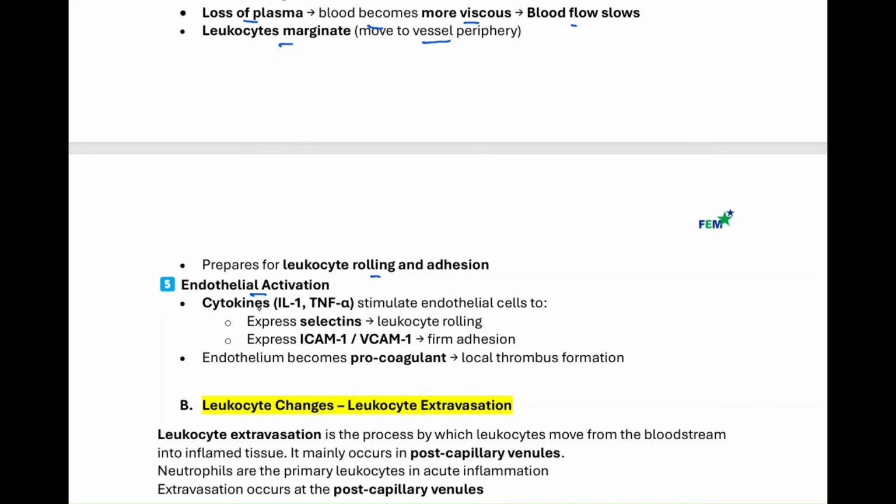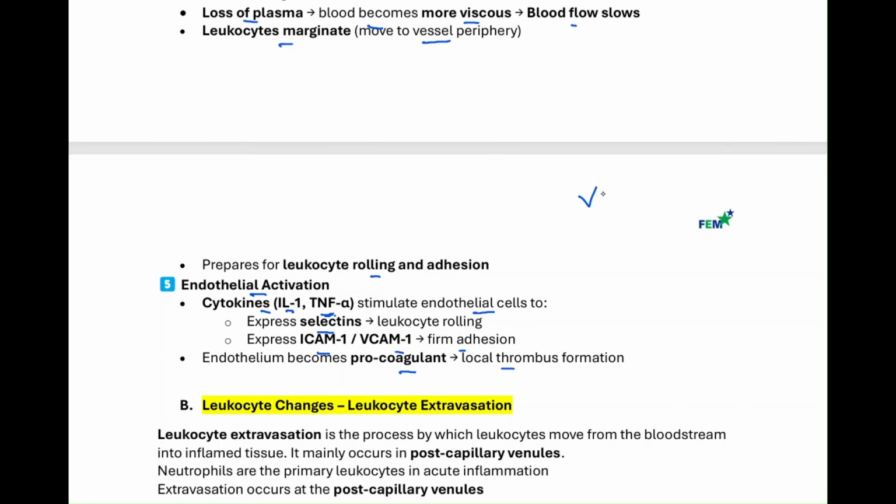This endothelial activation is mediated by cytokines, and we have to remember these cytokines, very high yield. And what are these cytokines? These are the same acute phase cytokines, interleukin-1 and TNF-α. They will stimulate the endothelial cell, and once they stimulate it, it will express selectin, which is important for leukocyte rolling. They're also going to express ICAM1 and VCAM1, which are important for adhesion. And the endothelium becomes procoagulant, and that leads to local thrombus formation.